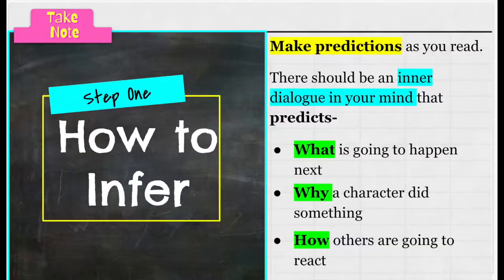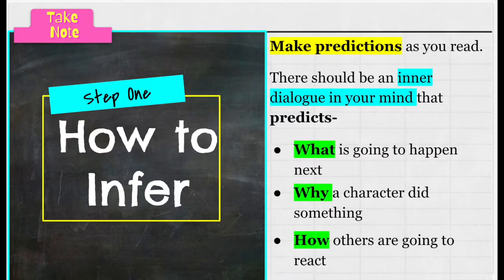Step 1, I want students to make predictions as they read. I tell them they have this inner dialogue going on in their head, and that's okay. They should be listening to that voice in their head, not in a weird way, but listening to what they're saying in their head while they're reading. That inner voice is constantly predicting what is going to happen next, why a character did something, and how others are going to react. This is similar to what we do in real life, right?